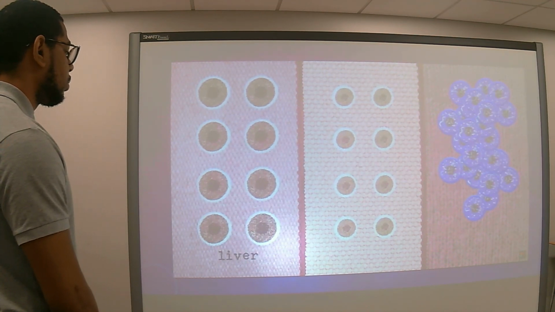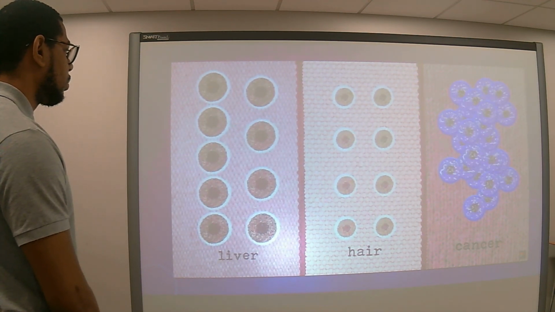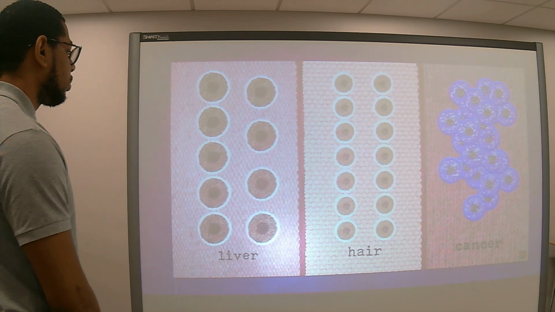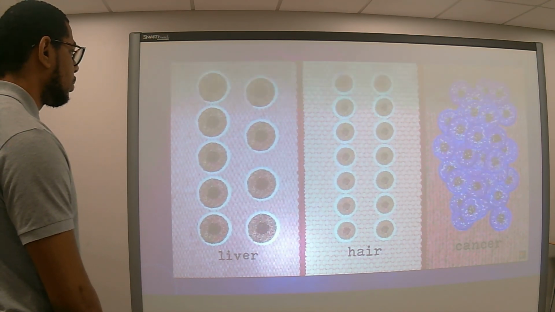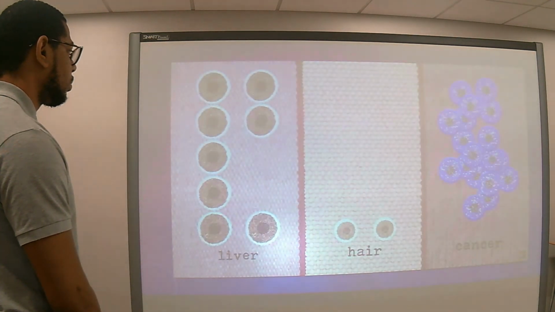Let's look at a healthy liver cell, a healthy hair cell, and a cancerous cell. The healthy liver cell divides only when it's stressed. The healthy hair cell divides frequently, and the cancer cell divides even more frequently and recklessly. When you take a chemotherapeutic drug, it will hit all of these cells.